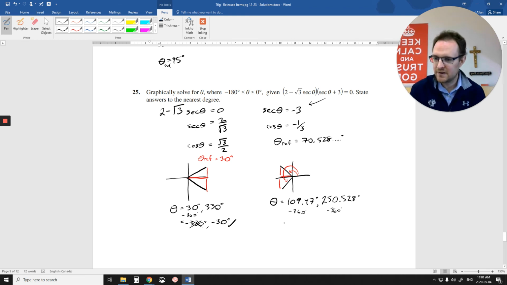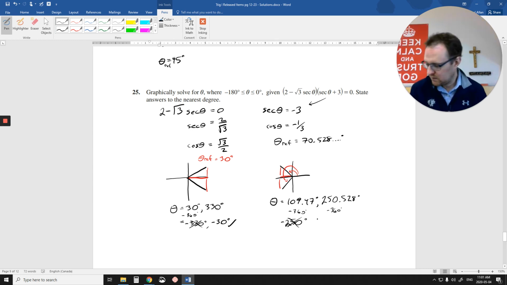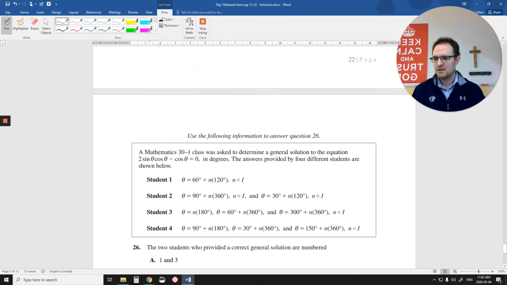I get negative 250. No, too far. And then the 250.5, what do I get? Negative 109, I think it is. Let me just double check. Yeah, negative 109. Cool. That's within the domain. Now, you can graph those. You can verify it by using graphing technology, whatever you want to do. I'm happy with that.